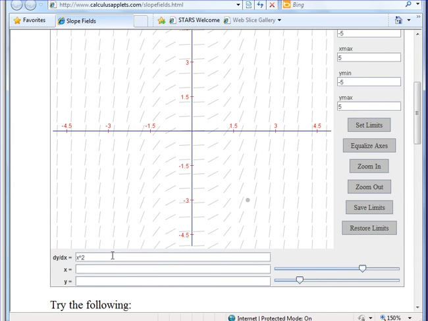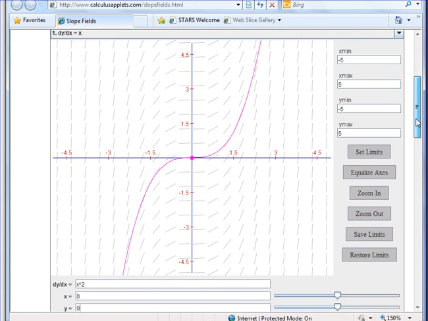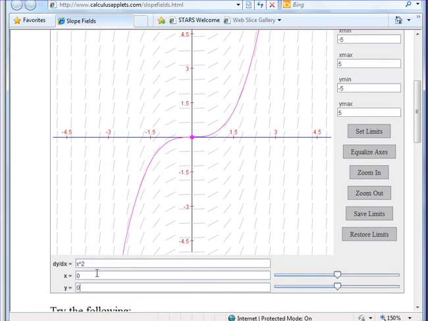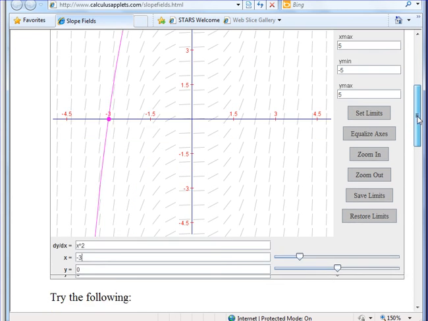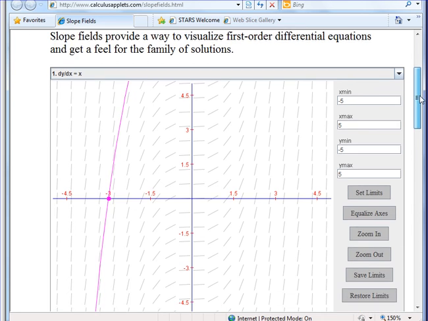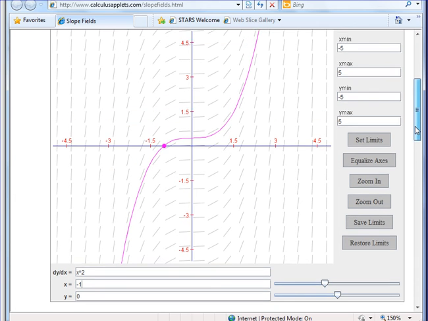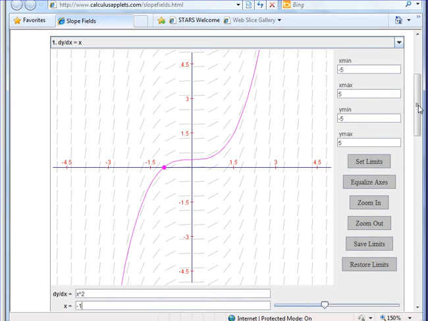Well, right away you see the slope field changes. And there's my particular equation. Well, x squared is going to give us a cubic, and that is a cubic. So depending on where you want your particular solution to go through, negative 3, 0, look at that shape. Negative 1, 0, there you see. You can see the equation there.